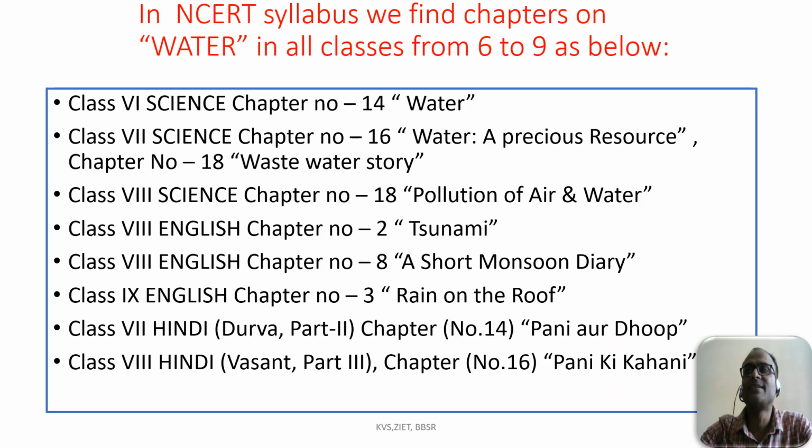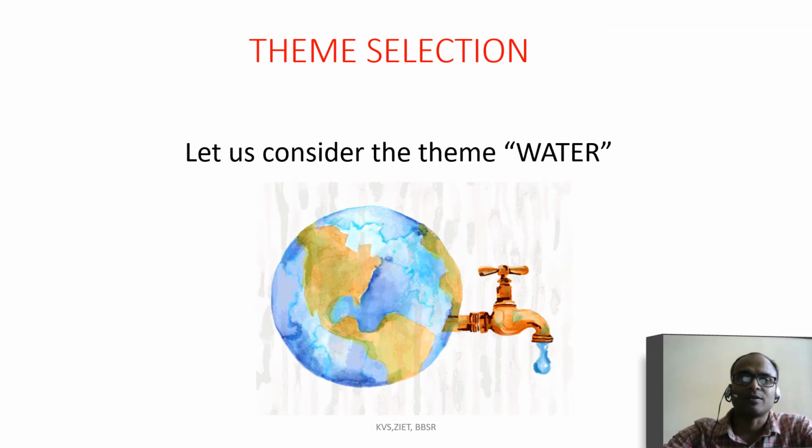In the NCERT syllabus, we find chapters on water in all classes from 6 to 9. Like in class 6 science, chapter number 14 is on water. In class 7 science, chapter number 16 is there, Water, a Precious Resource. Chapter number 18 is also there, Wastewater Story. Similarly, in all classes from 6 to 9, we have different chapters in different subjects on the theme water. Let us consider the theme water.